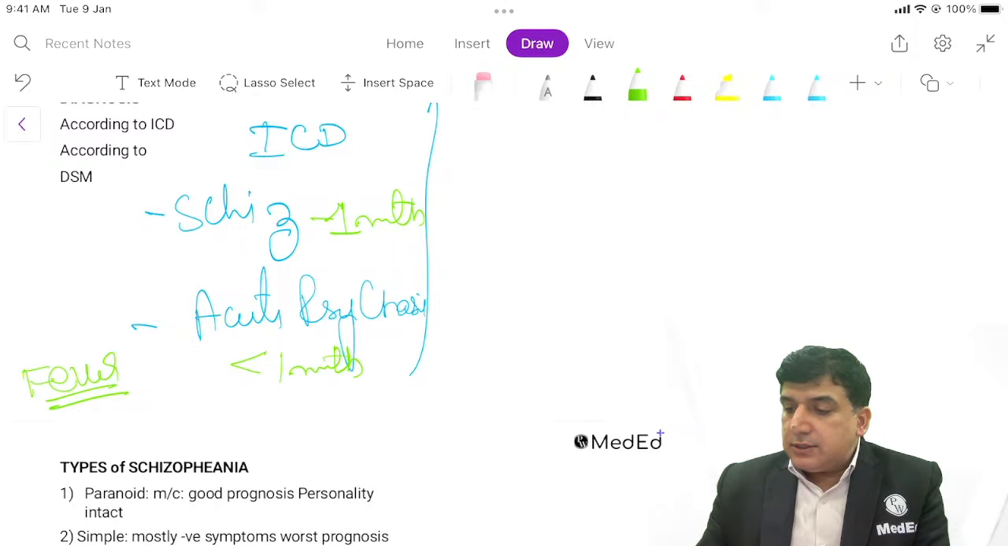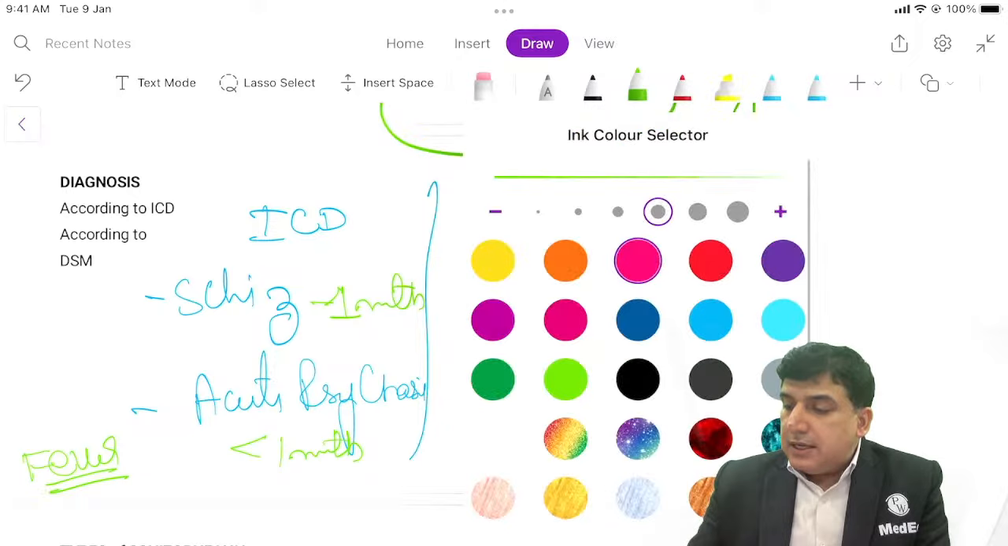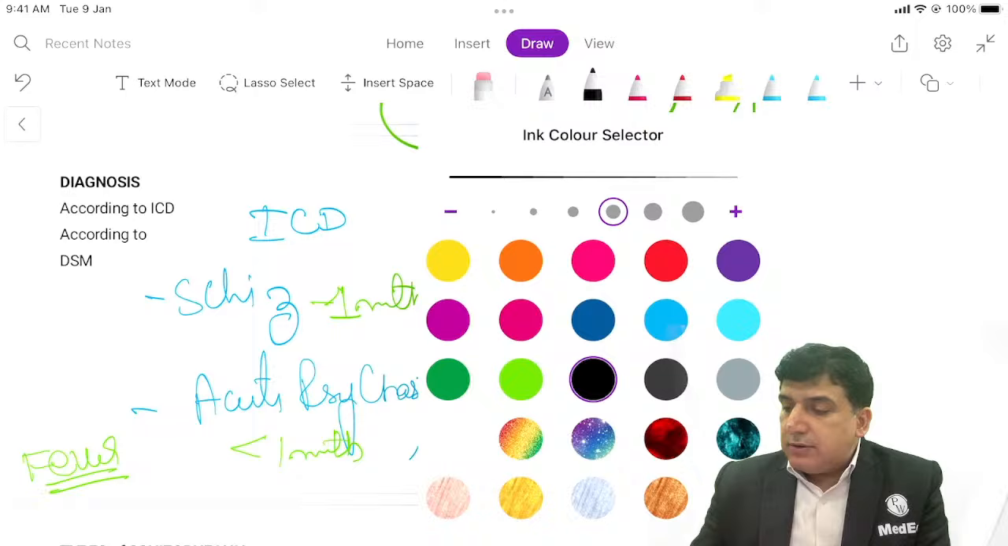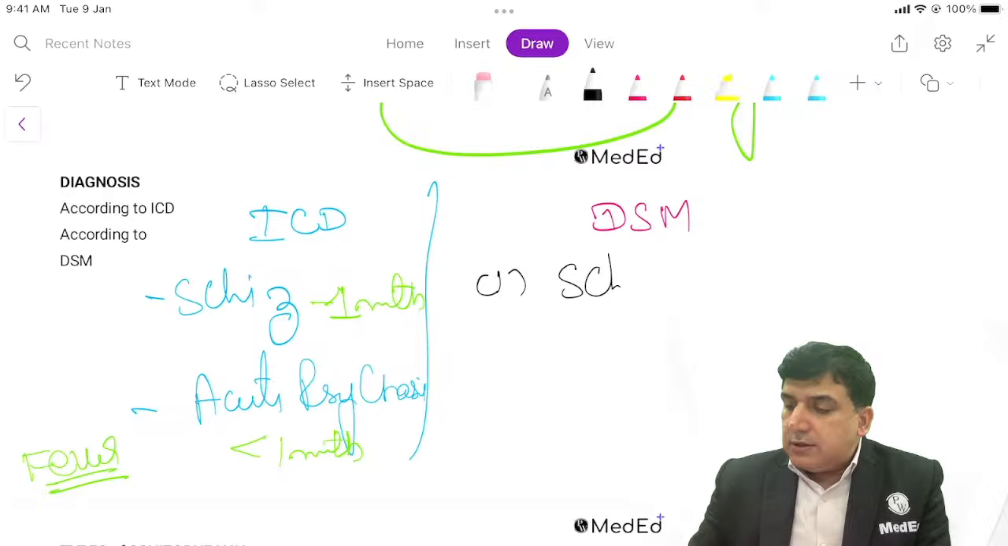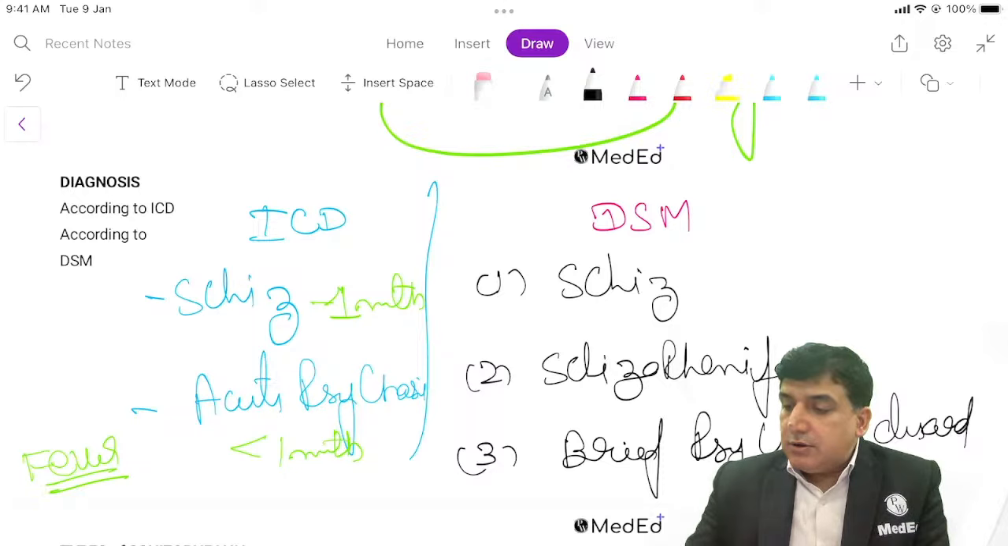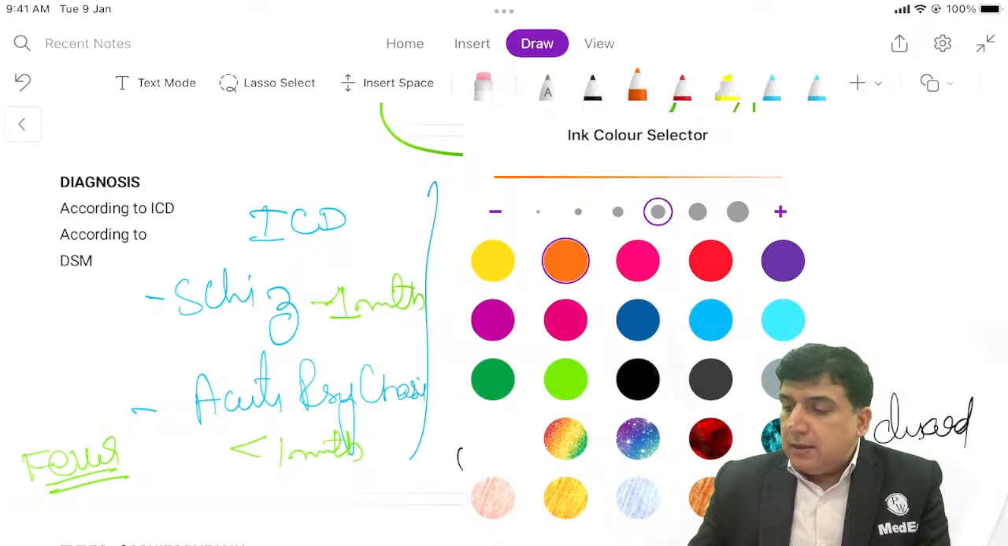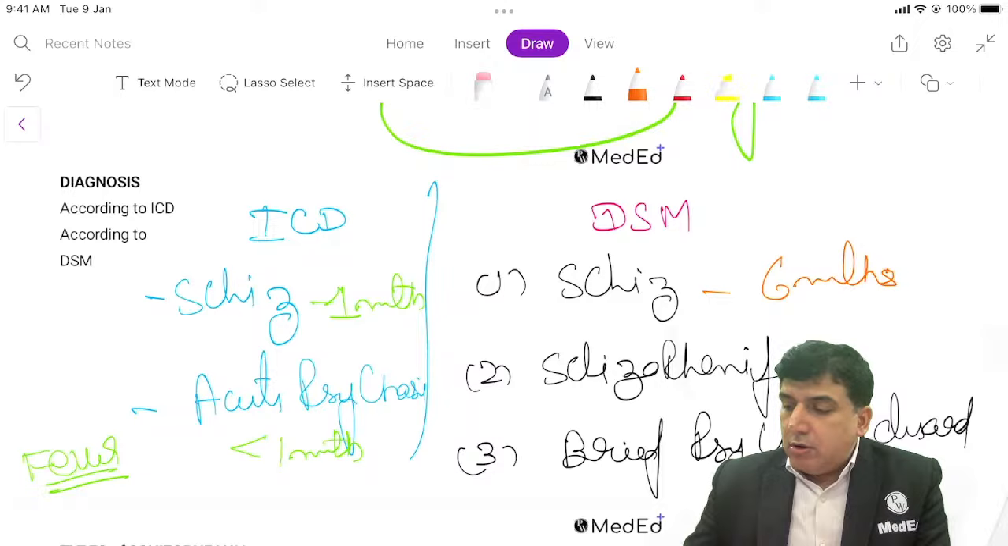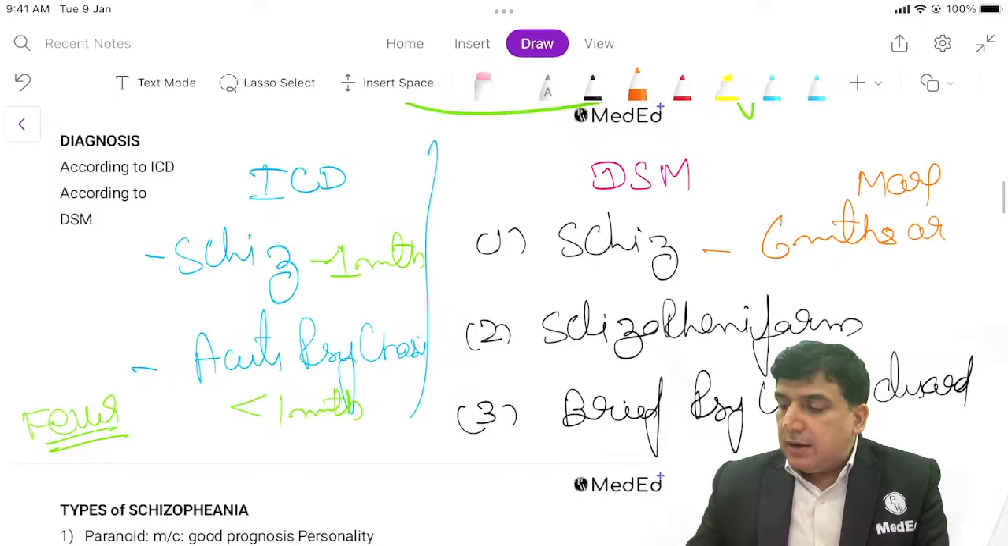Okay, according to DSM, how do we make a diagnosis? We have three important diagnoses in DSM. One is schizophrenia, second is schizophreniform disorder, third is brief psychotic disorder. The duration criteria in DSM: schizophrenia is 6 months or more, schizophreniform 1 to 6 months, and brief psychotic disorder less than 1 month. So that you should know.